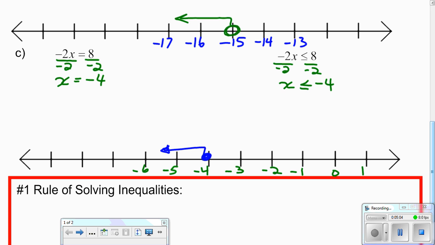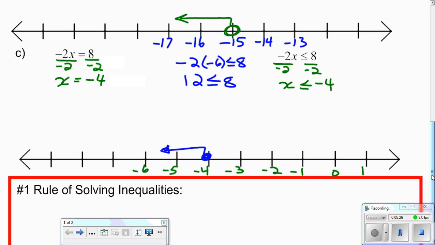So then we're going to check our solution. So I'm going to go -2 times, let's pick -6. -2 times -6 should be less than or equal to 8. Negative times negative, positive 12 is less than or equal to 8. That is not a true statement. 12 is not less than 8. 12 is greater than 8.